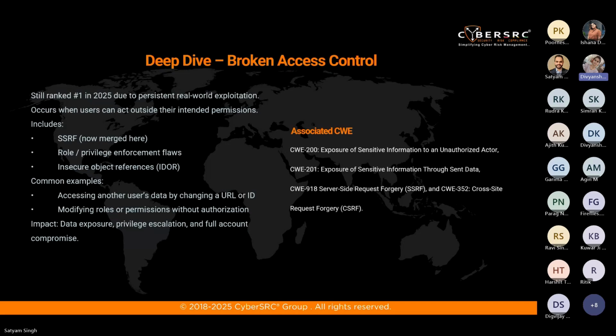On the right side of the slide, you can see CWEs mentioned. They are related to this category. For example, CWE 200 and 201, both related to sensitive data exposure, CWE 918, which covers server-side request forgery, and CWE 352, related to cross-site request forgery. All these CWEs represent this category. This is the in-depth overview of broken access control, and that's why it is on top of the list. Now, moving on to the next category of the OWASP top 10.